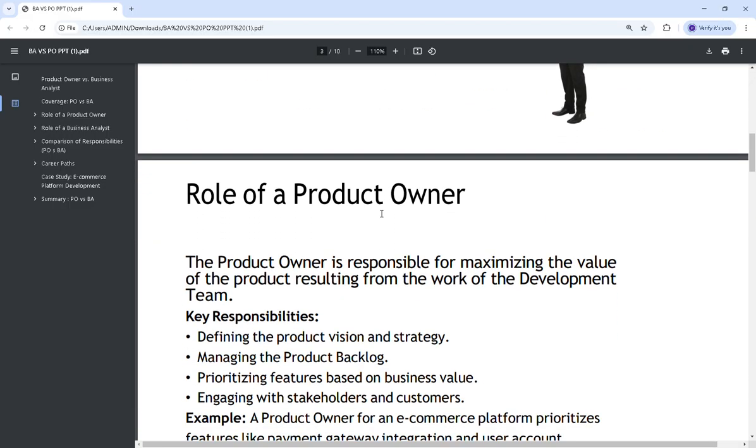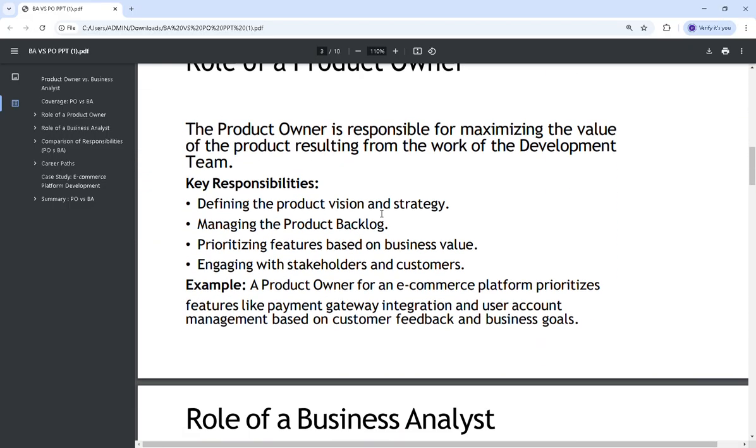Coming up, the role of a product owner. We can say the product owner is responsible for maximizing the value of the product resulting from the work of the development team. So what is the meaning of maximizing the value of the product? It is the person who is going to define the strategy and vision of the product. What the end product should be, beneficial for a customer, that will add value to the product chain or the lifecycle of the product. Okay, that is his main motto.